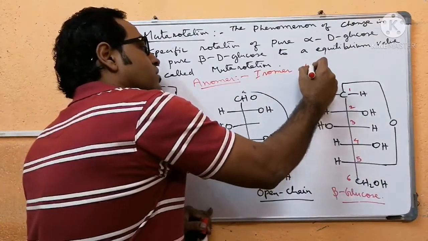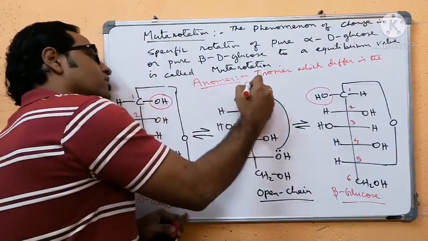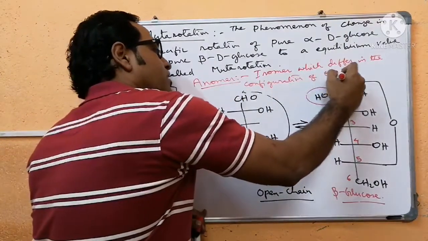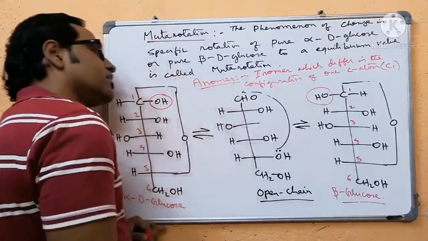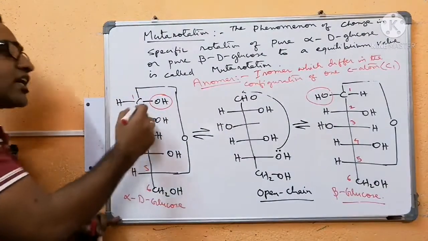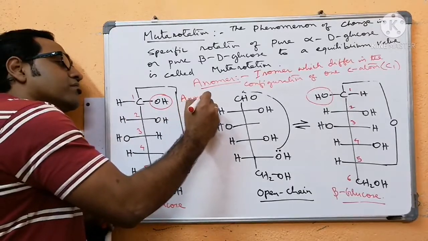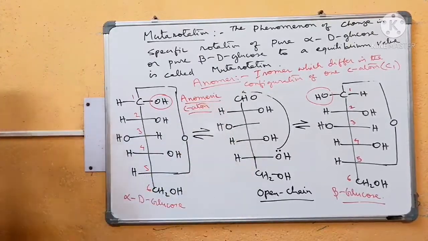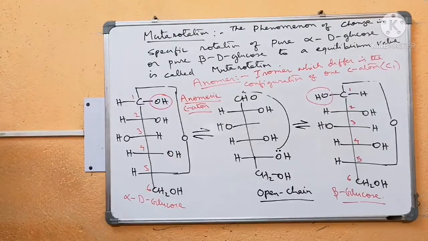Isomers which differ in the configuration of one carbon atom, that is C1 carbon atom, are called anomers. And this first carbon, the C1 carbon, is called anomeric carbon atom. And the two isomers, alpha and beta form, are called anomers.